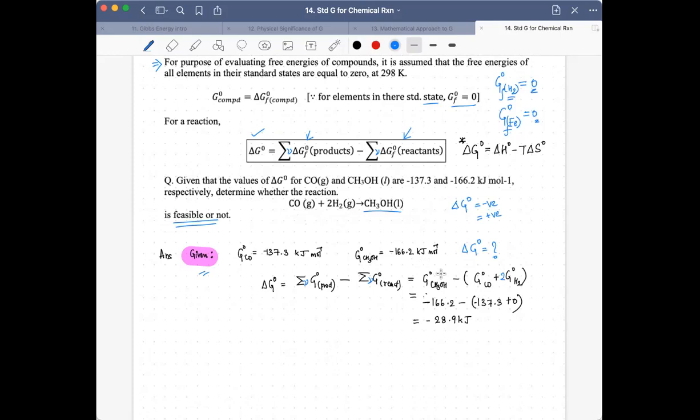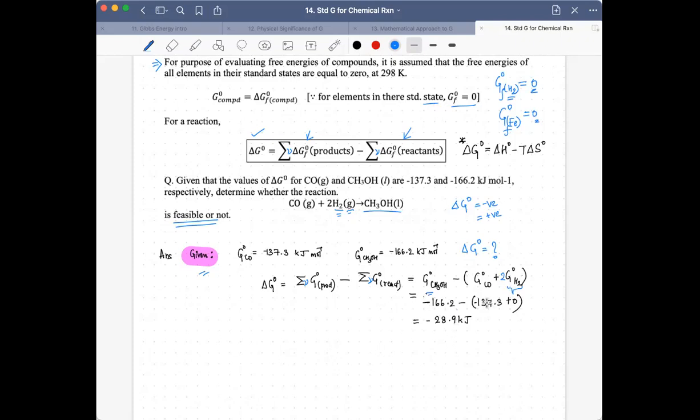Now, this particular part is methanol, so it is minus 166.2, minus G naught CO, which is given to be minus 137.3, plus 2 times G naught of H2 gas. Now this is elemental hydrogen present in its standard state, because hydrogen we know is an element and it exists in the gaseous form. We just now said that whenever you have the formation of an element, it should be equal to 0. So that's why this particular term will equate to 0.